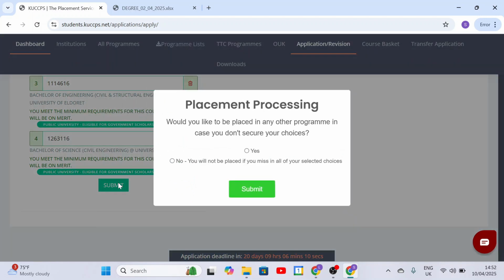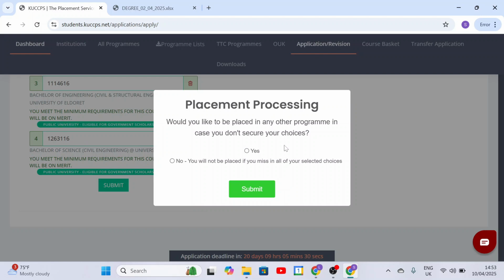So once I click submit, now this is another question that will pop up here. They will say, would you like to be placed in any other program in case you don't secure your choices? Now, this is one of those questions where you are damned if you do and damned if you don't. Because if you say yes, then that is the end of you. If I don't get any of whatever I applied for here, they will place me in any other choice, and I will not have an opportunity to do a fast revision.